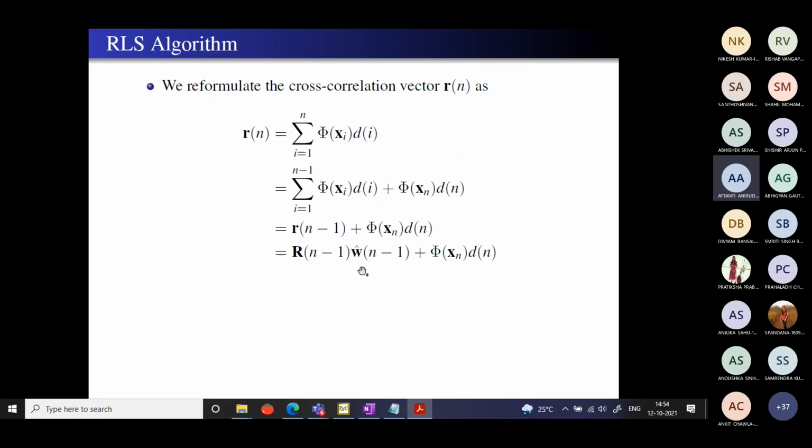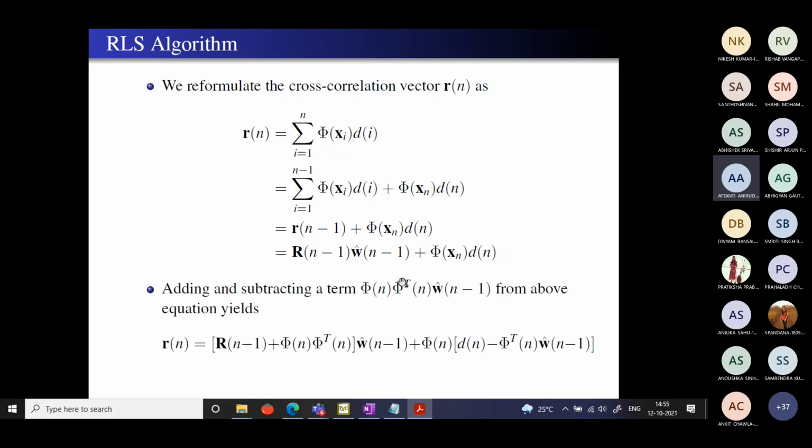I have done the same way. Nothing great in that. I have just replaced this cross correlation with its value, and this continues to be there. Now something you have to do with this, right? So I add and subtract this particular term phi n phi t n w n minus 1 to the above equation. Now the question is, how do I know whether I have to add or subtract? Adding and subtracting is required only because I want to transform this equation into some particular format. Otherwise, there is no reason why I should do this, right?